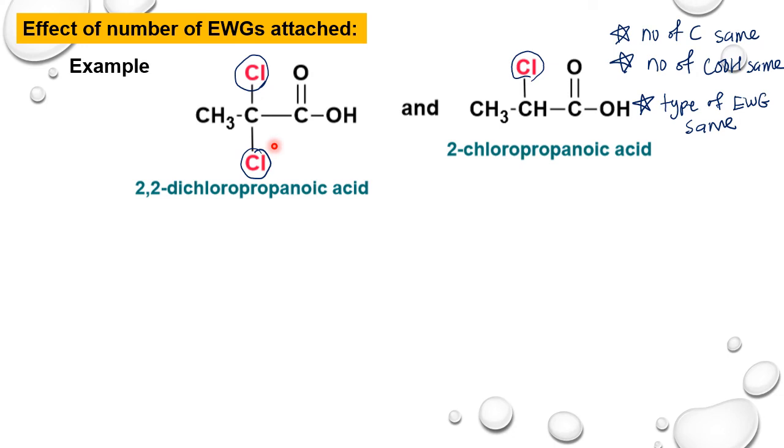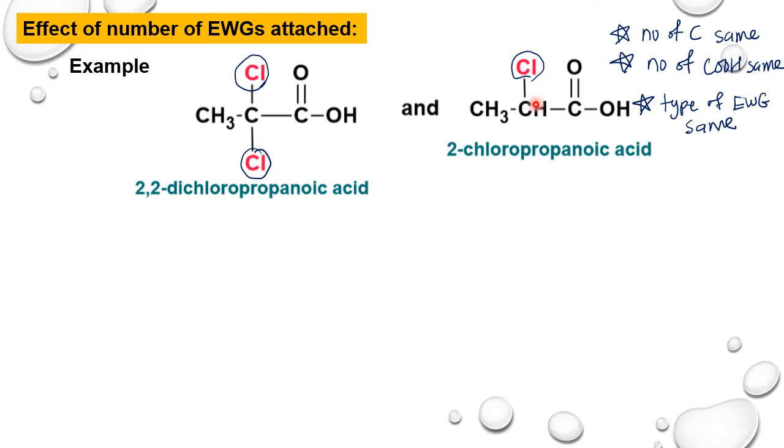In exam, dia akan bagi yang sama. Dia tak akan bagi yang berbeza. Kalau berbeza, maksudnya syarat yang tadi. Syarat dia, number of carbon sama, carboxyl group sama, kedudukan electron withdrawing group yang sama, cuma yang beza dia adalah jenis. Okay, so kalau yang ni lah, semua guna chlorine. Cuma dekat carbon nombor 2, for this one, we have 2 chlorine. Dekat sini kita ada 1 sahaja chlorine.